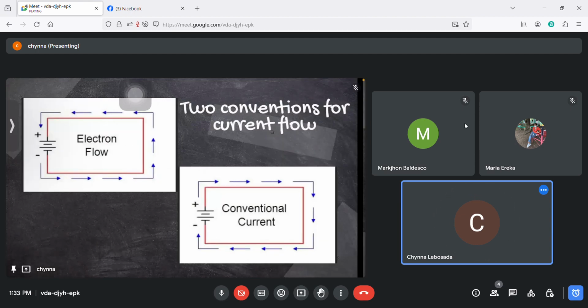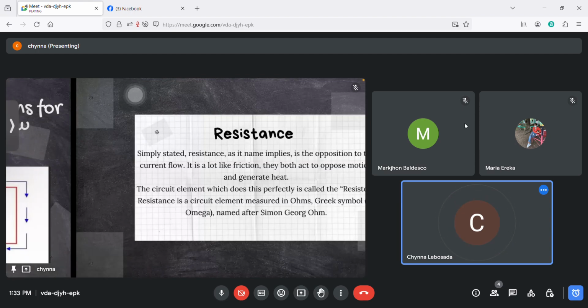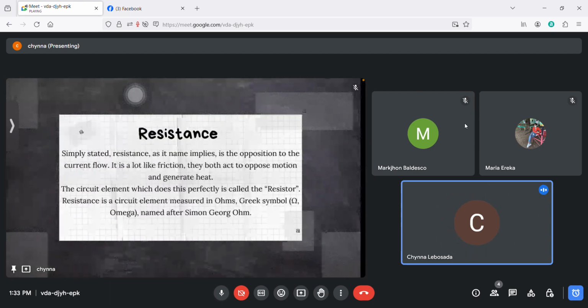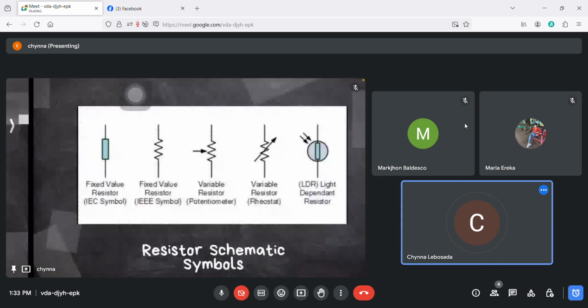Resistance. Simply stated, resistance, as its name implies, is the opposition to the current flow. It is a lot like friction. They both act to oppose motion and generate heat. The circuit element which does this perfectly is called the resistor. Resistance is measured in ohms, Greek symbol omega, named after Georg Simon Ohm. This is the resistor schematic symbol.